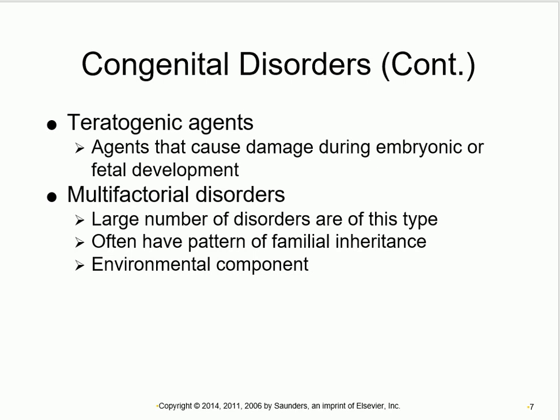Teratogenic agent. Genic means to generate. Terato means congenital. So these are agents that generate congenital anomalies, and this is something that happens during embryo or fetal development. Early in pregnancy, it's called an embryo, and then the embryo ultimately becomes a fetus. There is a difference here: is it the first 2 months or is it after that?